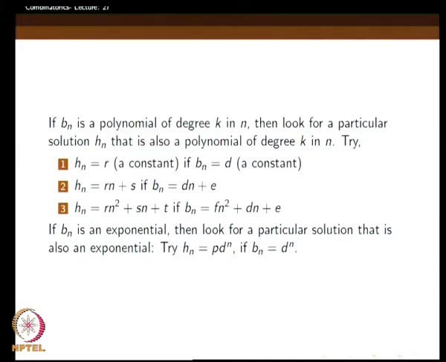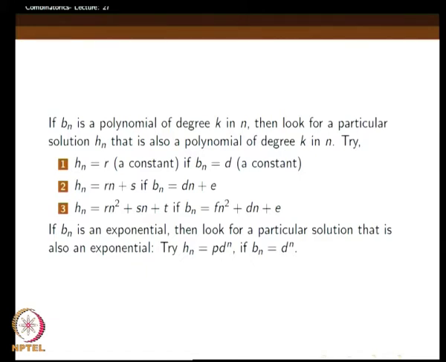So here there is a list of what kind of particular solutions we may try. For instance, if your Bn is indeed a constant, like in our previous example it was 1 there, then we can try a constant like this, if it may work. If Bn is of the form dn plus e, some linear in n, d times n plus e, then we can use Hn equal to Rn plus S.